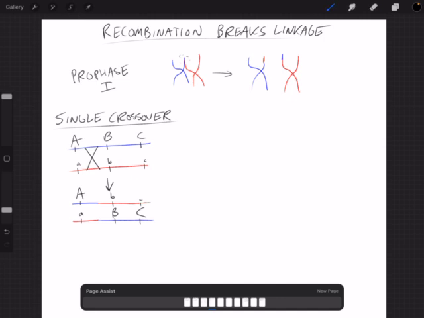Right, so a single crossover event takes an A and a B allele that were dominant and were always associated with one another, and now you've mixed and matched the dominant and recessive alleles from those two parental chromosomes. Does that make sense? So this can happen once. It can happen between A and B. It can happen between A and C, right? You can also have what is called a double crossover.